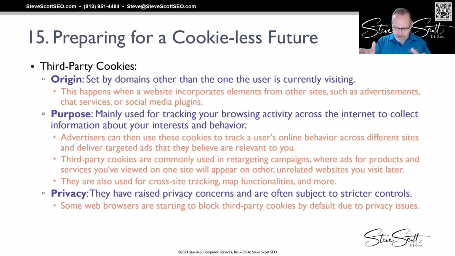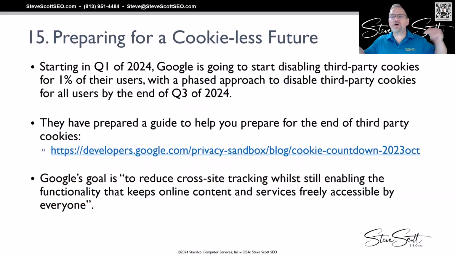So first party is the site you're on, putting information on your website so they can better interact with you and make sure that they remember your username and those kind of things. Third-party cookies are used by others to track your movement around the web and then to feed up ads for you. Okay, so what's going on? Why should we be concerned about this? Well, starting this quarter, Google's going to start disabling third-party cookies for 1% of their users.